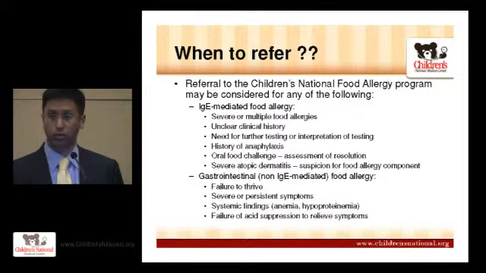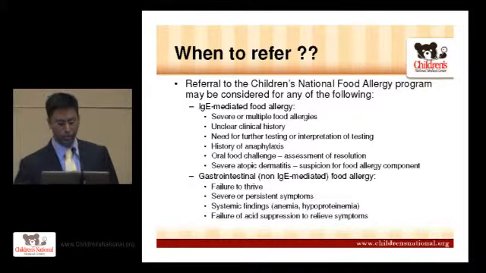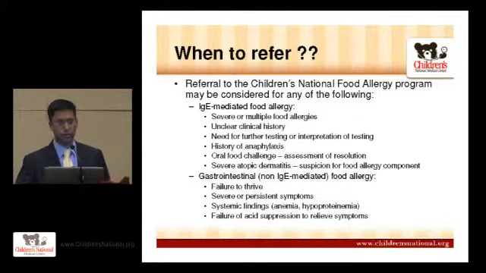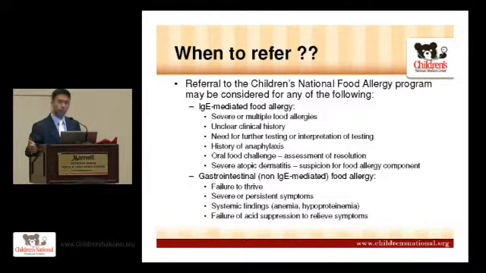If a child has failure to thrive, then certainly it would be helpful to refer them to see one of our gastroenterologists at Children's National. Severe or persistent symptoms, particularly those that fail to respond to acid suppression therapy. And then if there's any systemic findings, such as anemia or hyperproteinemia, then it certainly would be helpful to try to get to the bottom of what could be causing that gastrointestinal food allergy.